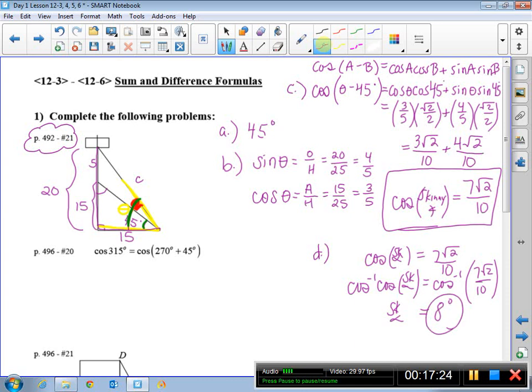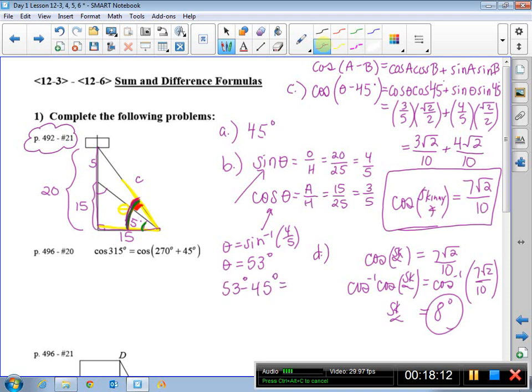Now Gina said, well, can't I just find the big angle and subtract 45? I could do that, right? How am I going to find the big angle? This whole thing. That was theta, so use one of these. If I know sine theta is 4/5, then theta would be sine inverse of 4/5. So find me that big angle. 53? Good job. So if that big angle is 53, and I subtract 45, what do I get?